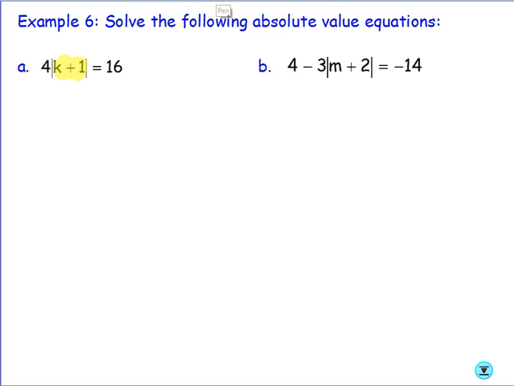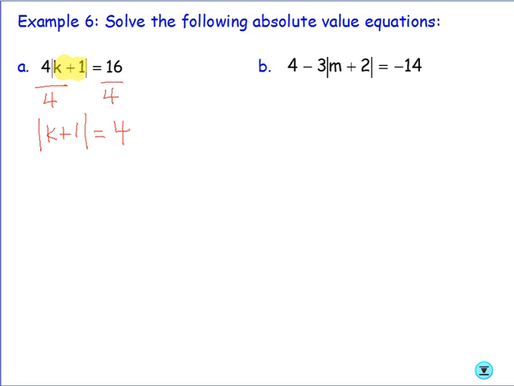Is there a number outside of the bars? Yes, there is. There is a 4. The 4 has got to be moved. Since it is multiplied, I'm going to divide. And I keep the bars, don't get rid of them yet. 16 divided by 4 is 4. That's step 1.